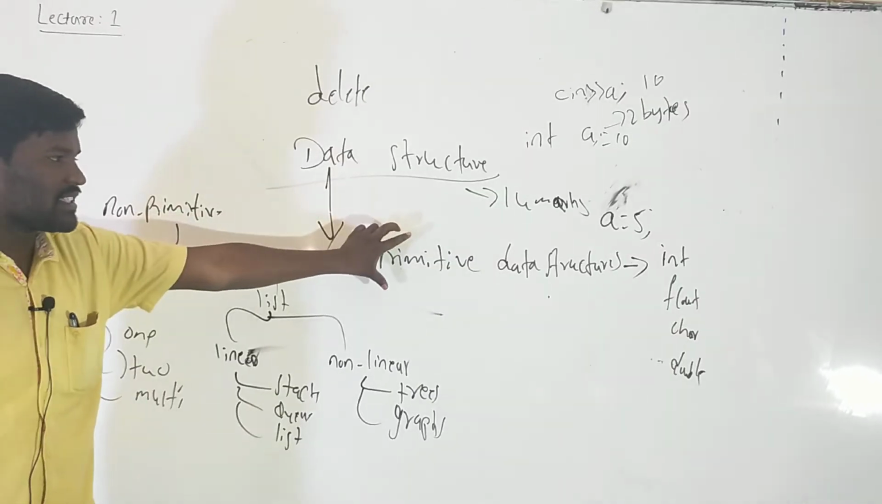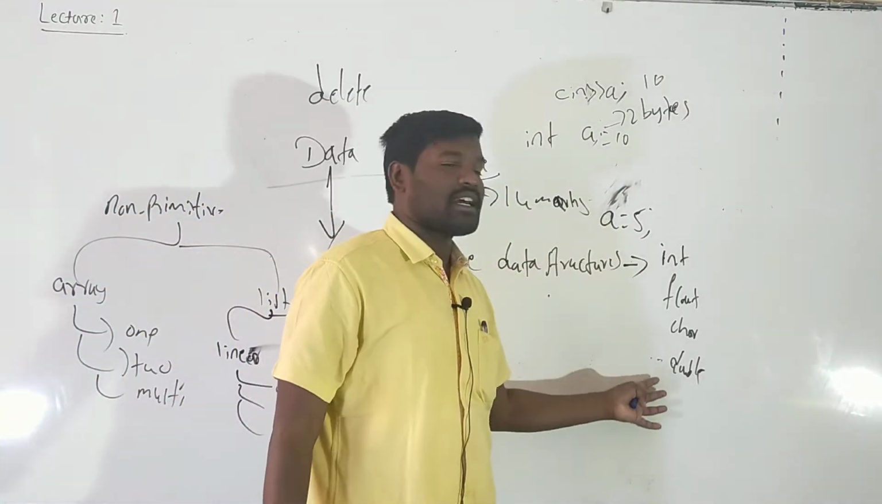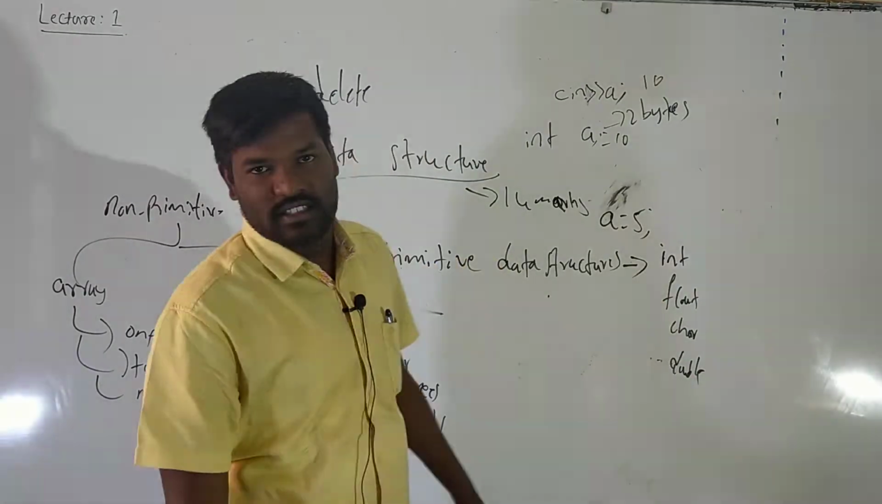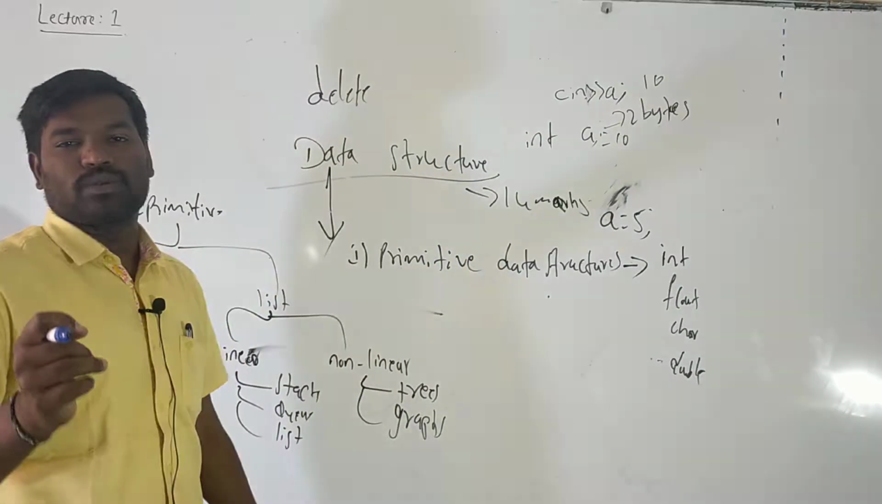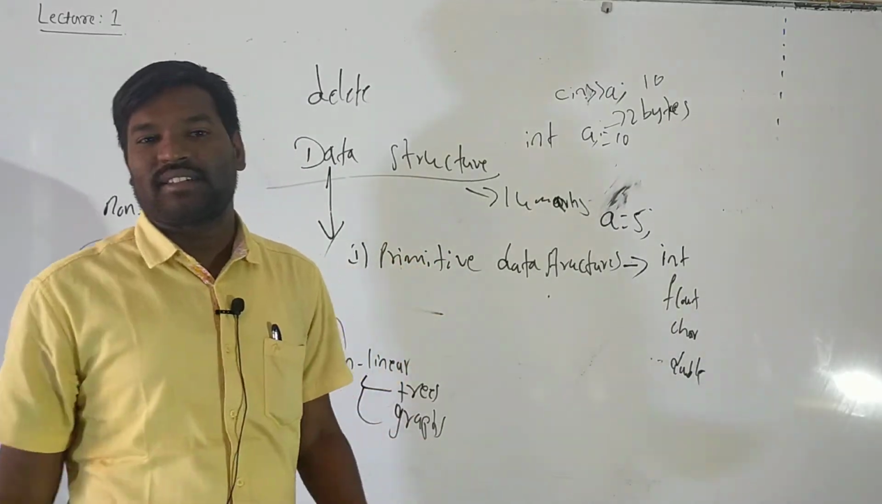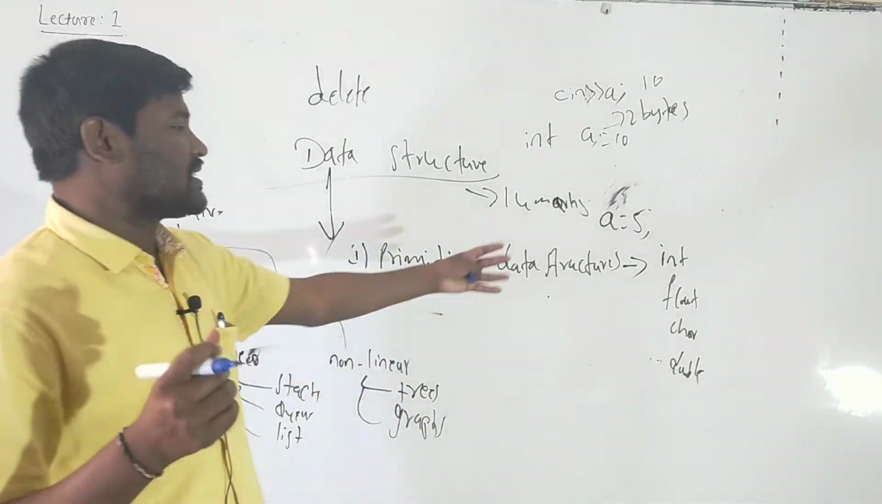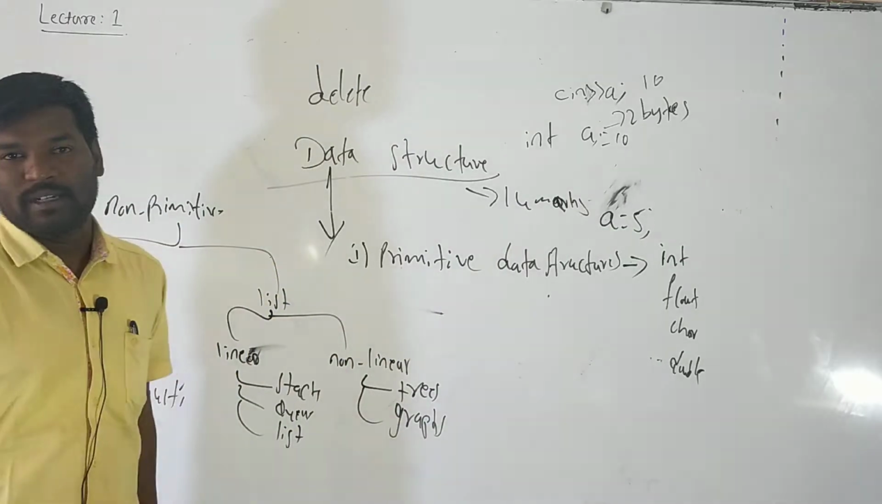So primitive data structure means which works on the machine level instruction, because these are the inbuilt data types. Already someone has defined, we are the users to use the data types. So that's why primitive data structure works on the machine level instructions. The examples for primitive data structures are int, float, char, double.